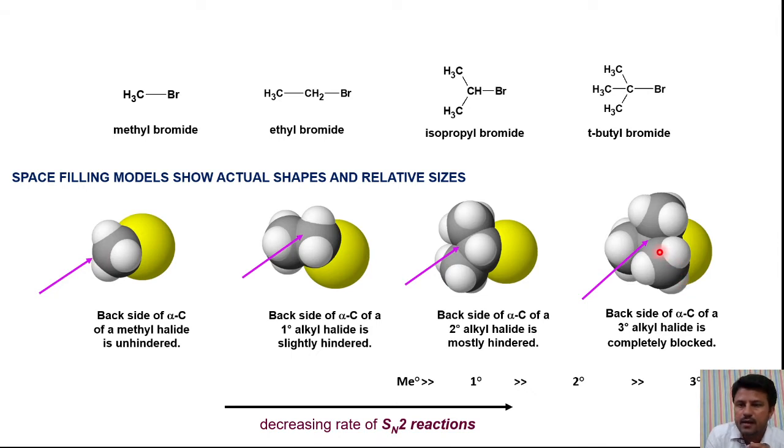But in a tertiary alkyl halide, these three methyl groups are bulkier, so all three occupy the space. These three alkyl groups block the space, so the incoming nucleophile cannot enter easily. Because of this, primary alkyl halides readily undergo SN2 reactions. Tertiary alkyl halides almost do not undergo SN2 reactions, so they react in another way, that is the SN1 mechanism.